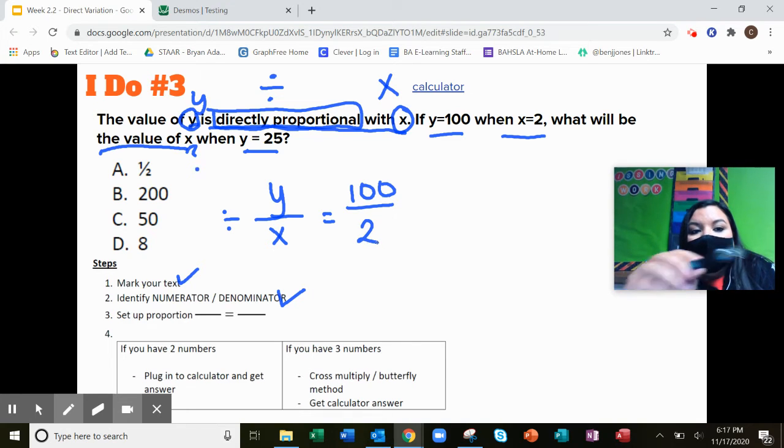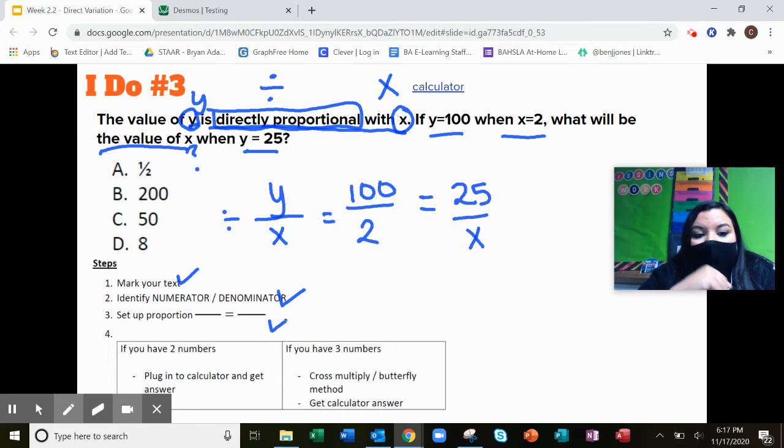It says what will be the value of x? So what will be the value of x? X is at the bottom, so I'm going to actually put the x here when y equals 25. So my y values are at the top. All right, so I went ahead and set up my proportion. And so in this case, for step 4, you notice we have 3 numbers here.